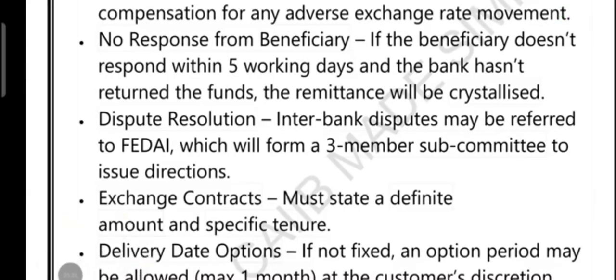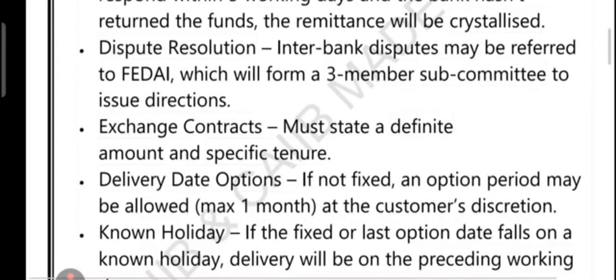So if there is any kind of dispute between 2 banks, FEDAI can step in. They will set up a 3-member subcommittee to review and give direction. Now for an exchange contract, basically an agreement to buy or sell foreign currency, the deal must mention a fixed amount and a set time period. Now there is something called delivery date option.